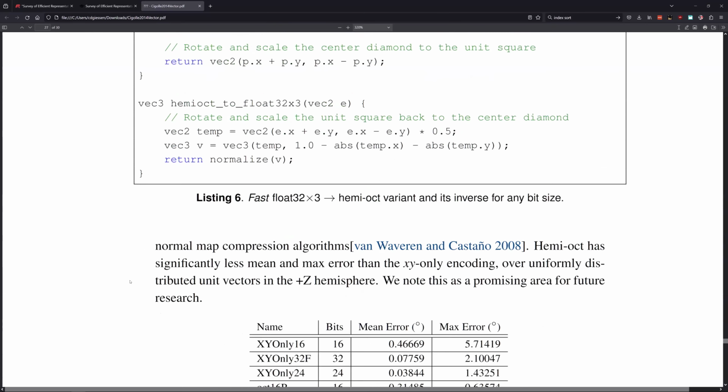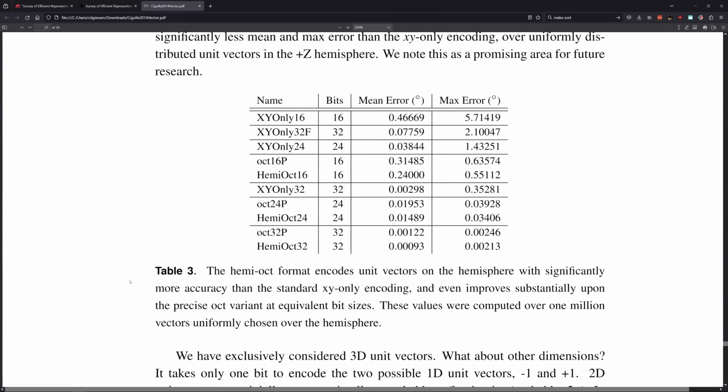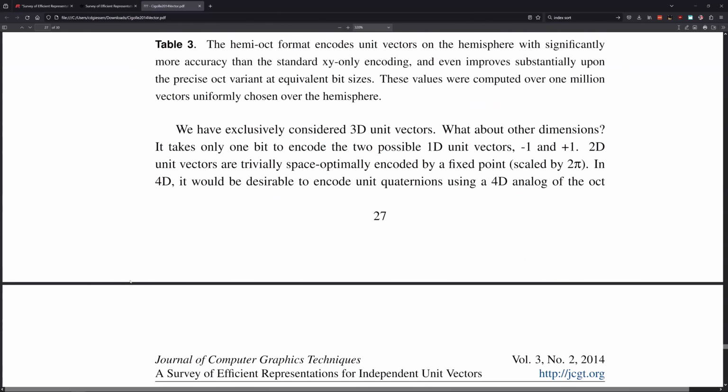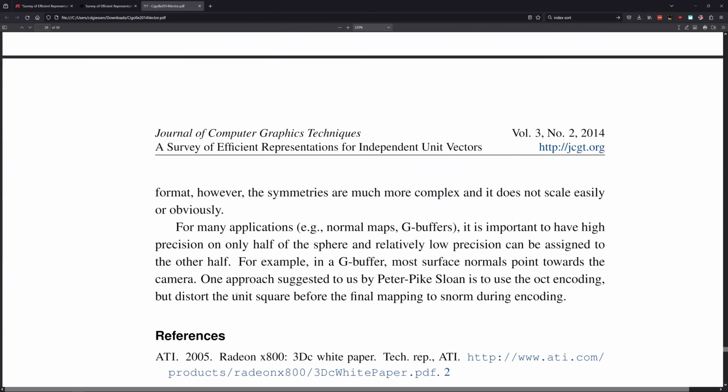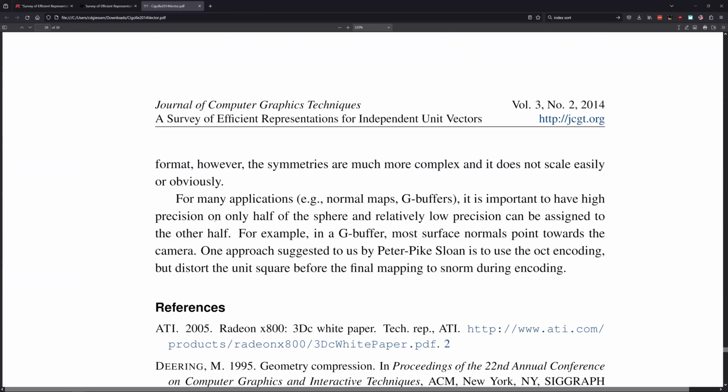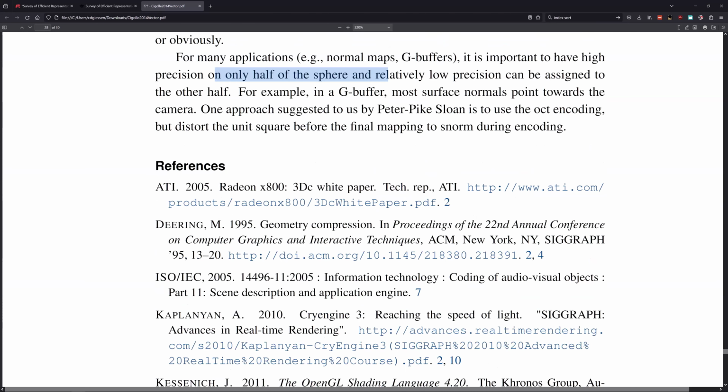Okay. I'm starting to get into skim mode. Oh no, other dimensions. Okay, that's it.